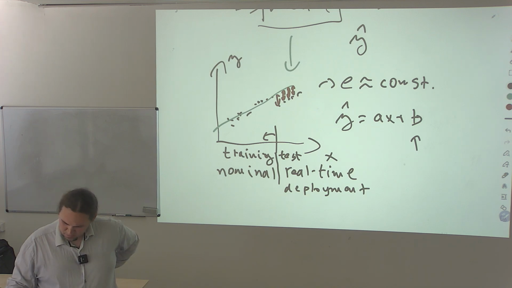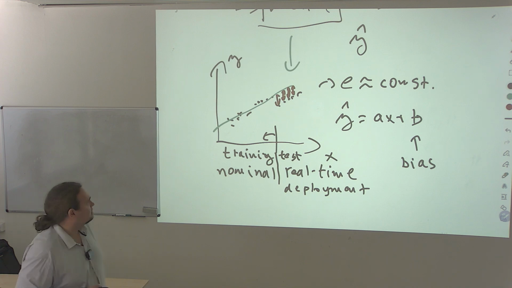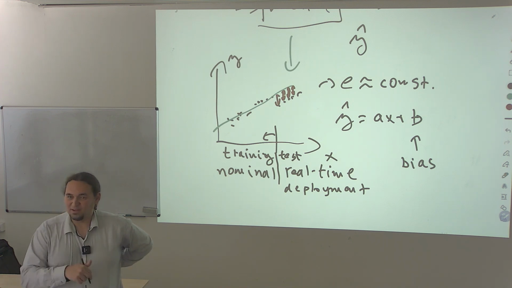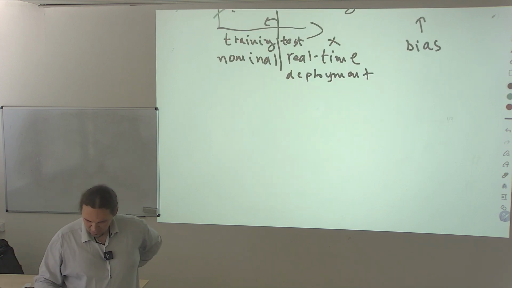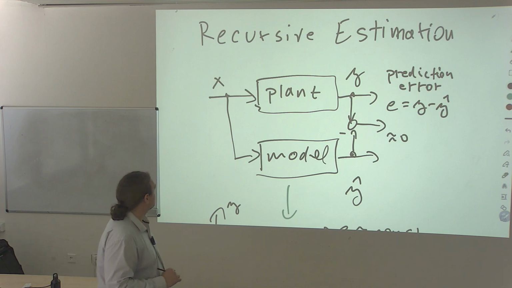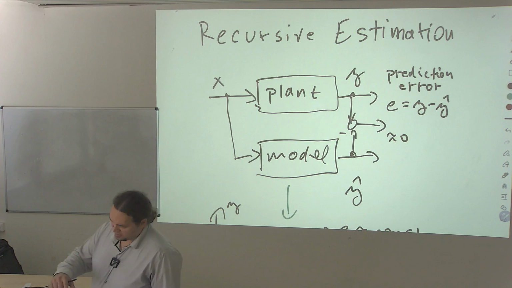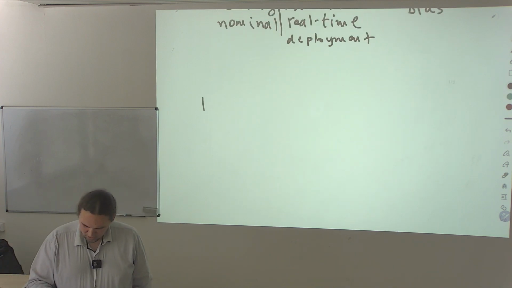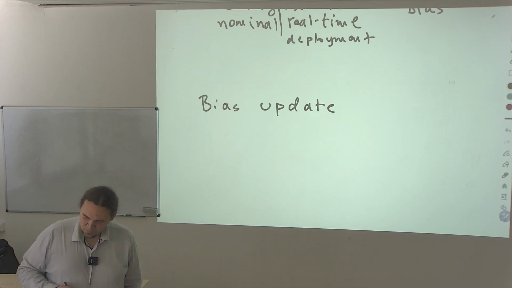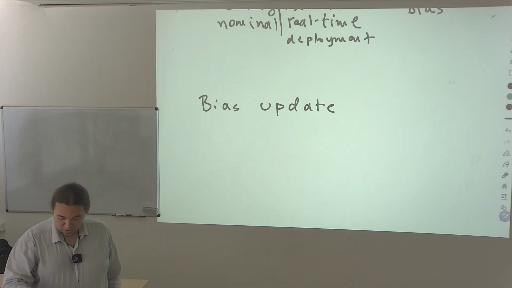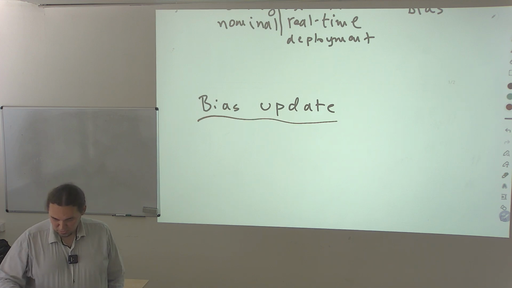We can somehow try to alter this constant, this offset or this bias, to accommodate for the constant shift in the error. For this, B will have different names, but for the purpose of our discussion, the very first type of recursive estimation that we can do is just to change this bias, and this is called bias update. Very much in use in the industry.